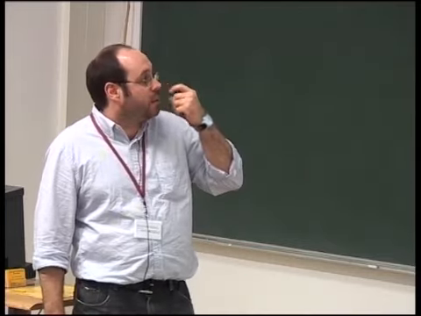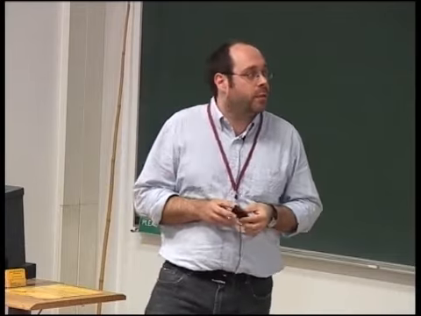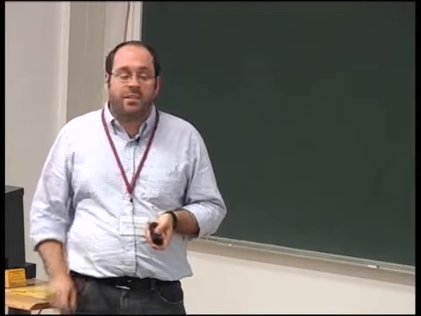We can find an optimal GLM design using the kind of results I talked about earlier, and we can find an optimal block, the optimal arrangement of that design into blocks. For example, using a balanced incomplete block design, if one exists, that would be D-optimal. Or we can find the design from an interchange algorithm.